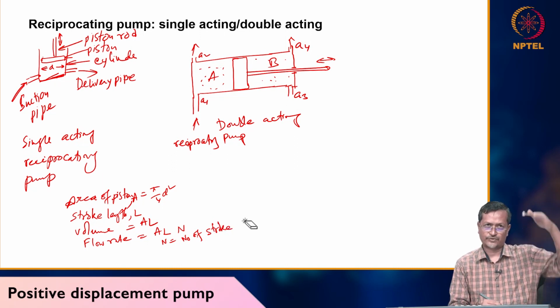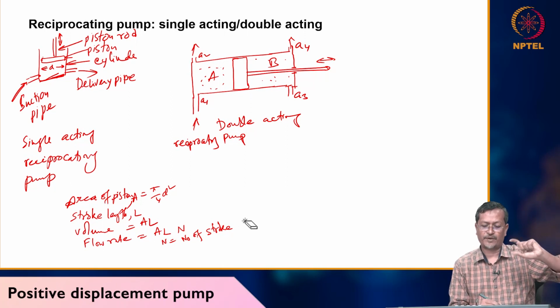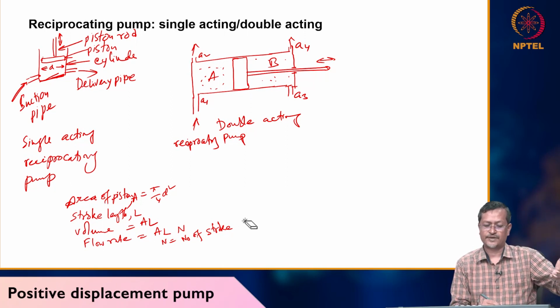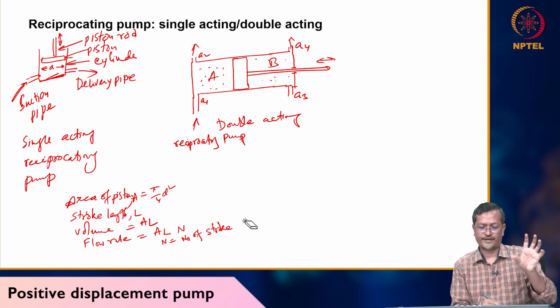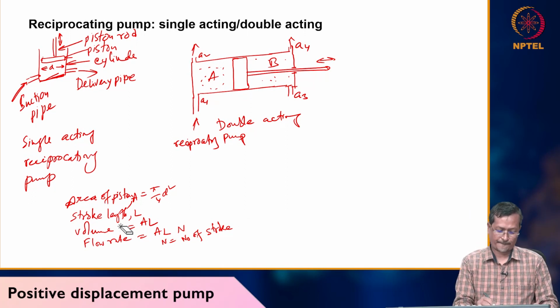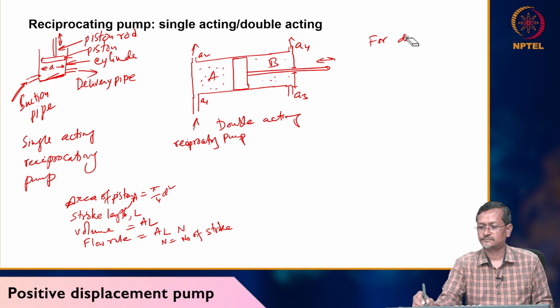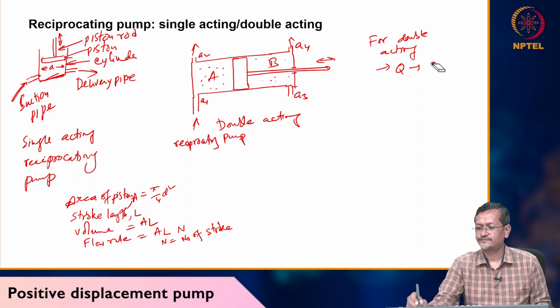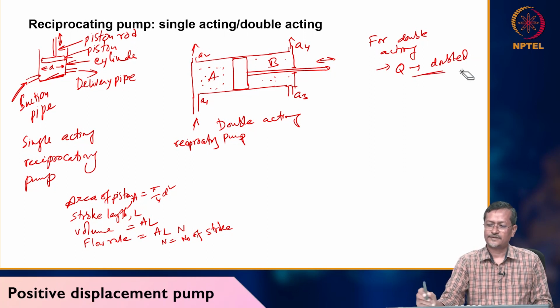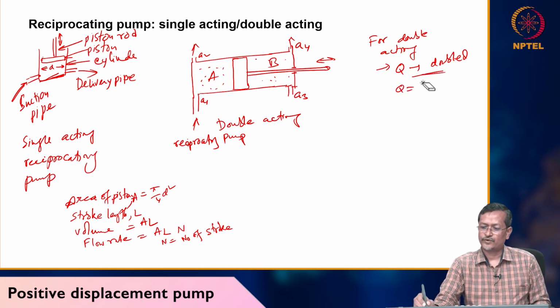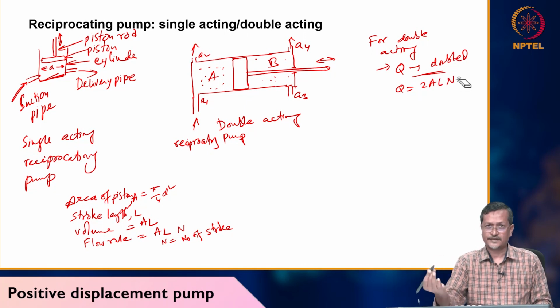Okay, how many number of strokes? 1, 2, 3. In 1 minute, they say 60 is doing. So, 60 into total volume delivering. So, that is the flow rate. Okay. But for double acting, so Q will be doubled. So, it will be like Q will be 2ALN. But another issue is there.